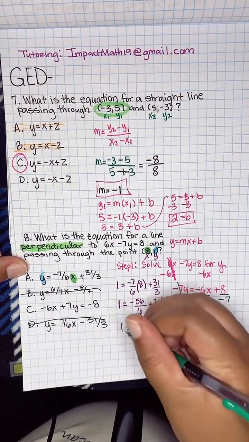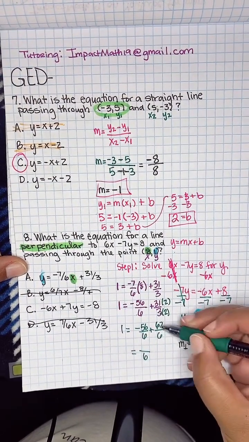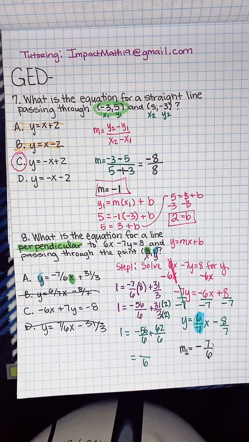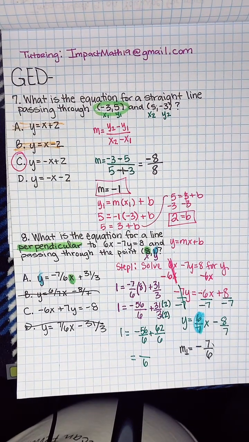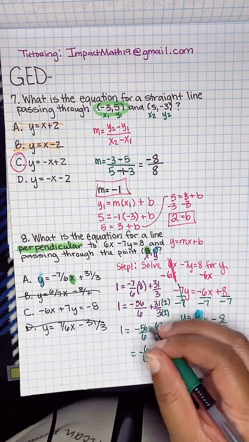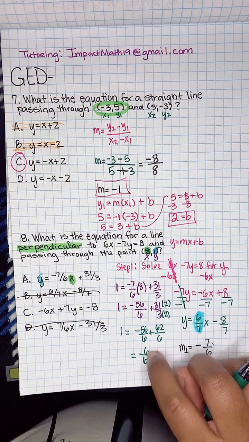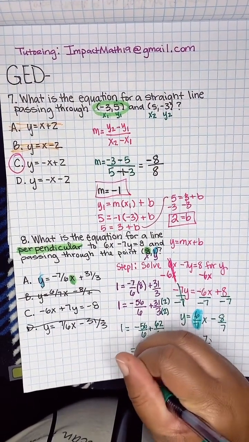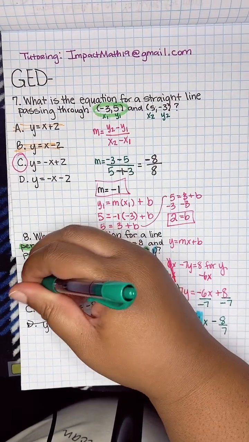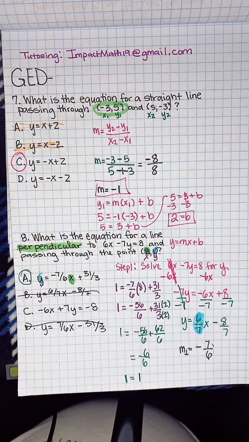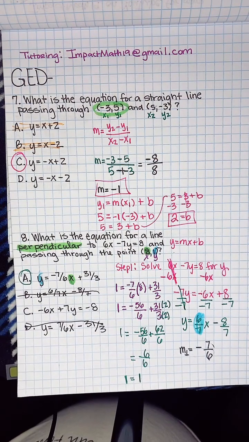-56/6 equals 1. So we get 62 minus 56 over 6. Can somebody tell me what that is? Somebody said 5? Yep, it's 6. 62 minus 56 is 6. And 6 divided by 6 is 1. And so 1 equals 1. A is our answer. It is not this guy. It's not C.